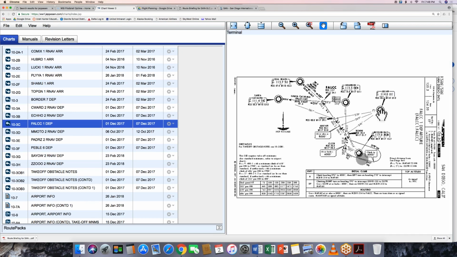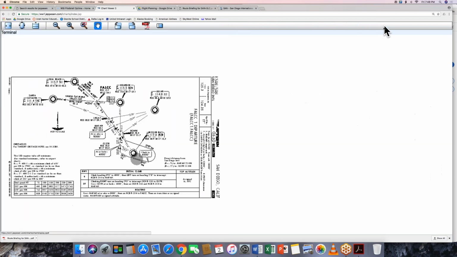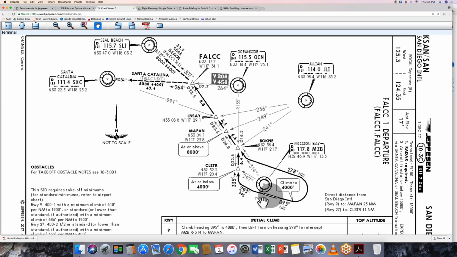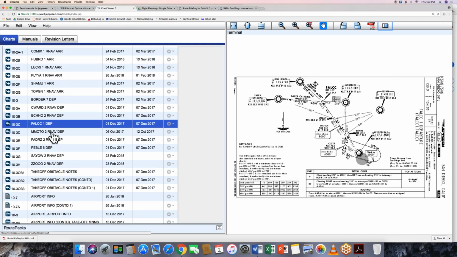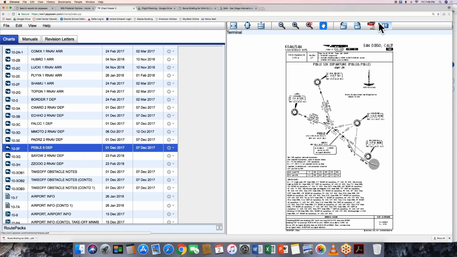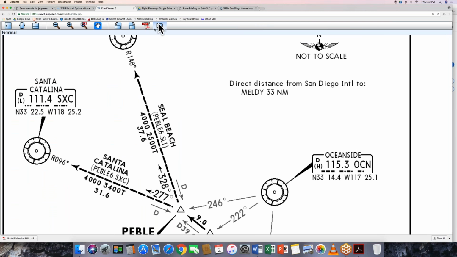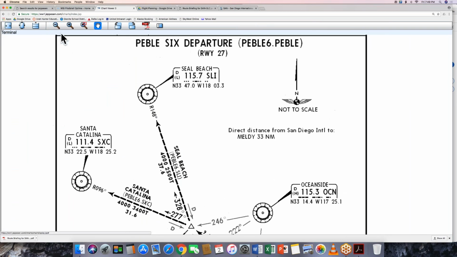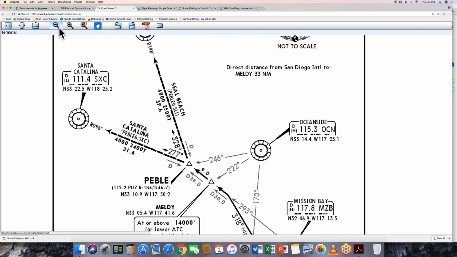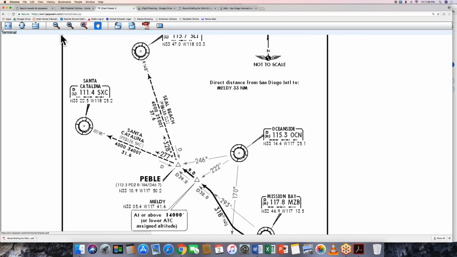If we look at FLCC, let's take a look at this chart. Okay, so FLCC kind of puts us out, keeps us on the coastline of California. So we'll look at our Pebble 6. We want to get as close to heading in the right direction as we can, right? So once again, this kind of sends us up the coast.